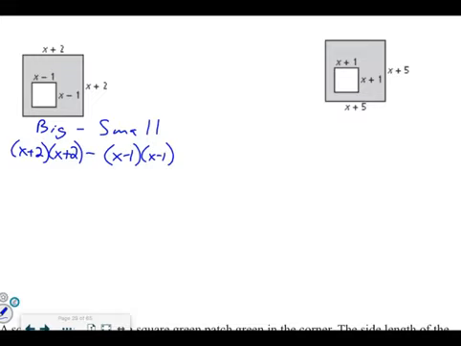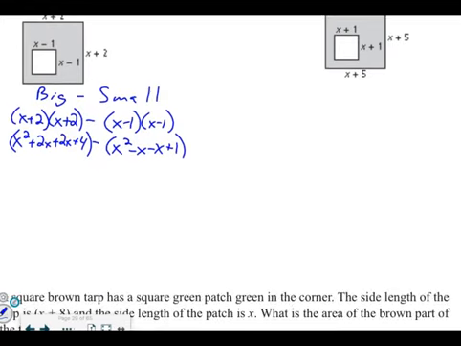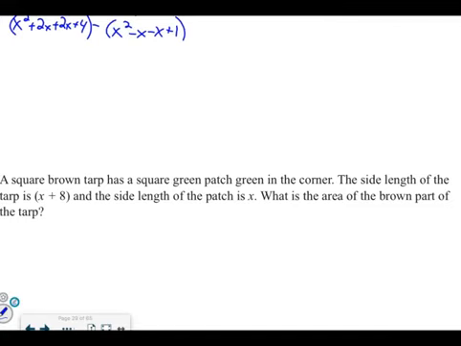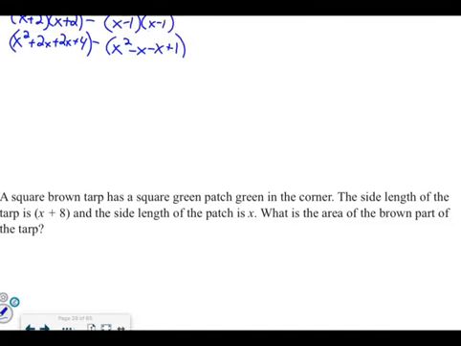Now, when you get to this step, you need to treat this just like PEMDAS or Please Excuse My Dear Aunt Sally. We need to do multiplication before we do subtraction. So the first one, I'm going to FOIL it. So I'm going to get x squared plus 2x plus another 2x plus 4, minus, and then over here, x squared minus x plus 1. And so that's just FOILing each of those out. Now I'm going to make each one of them look a little bit nicer by combining like terms.